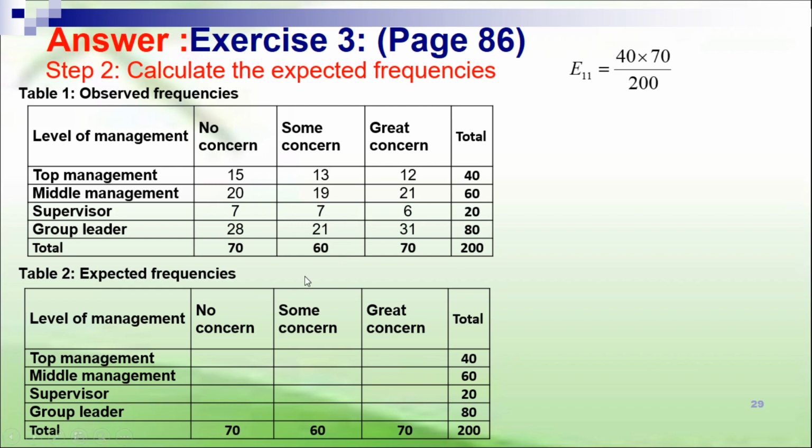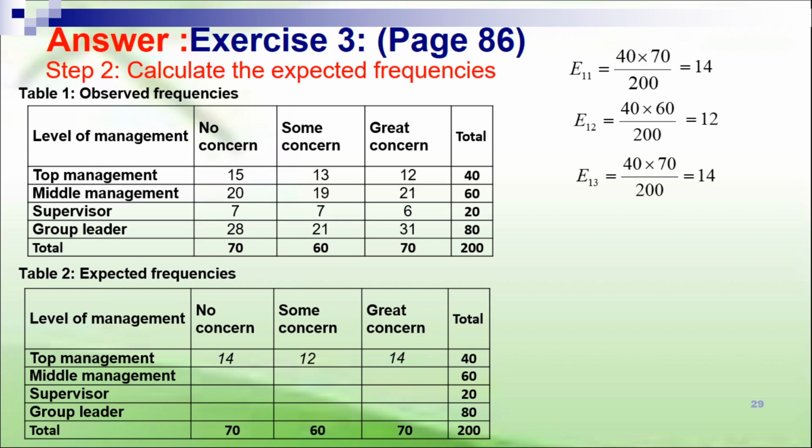Then E11, that belongs to the first row and first column. Just multiply the first row total and the first column total, 40 into 70, then divide it by the total number of observations, 200, that is equal to 14. Then find E12: take the product of the first row total into the second column, 40 into 60 divided by 200, 12. Then E13 indicates we need to get the product of the first row and third column. 40 into 70 divided by 200, that is equal to 14.